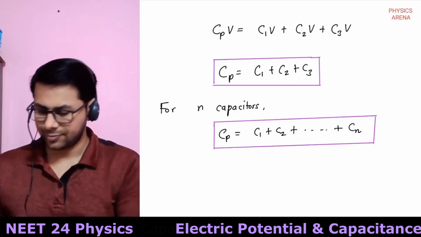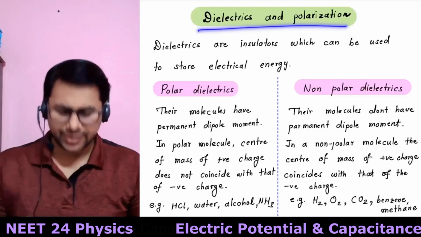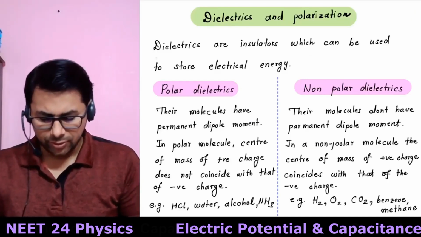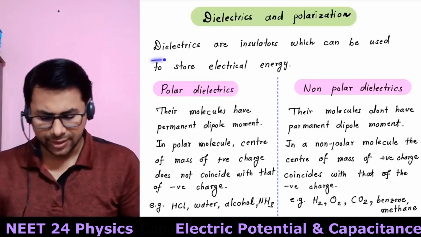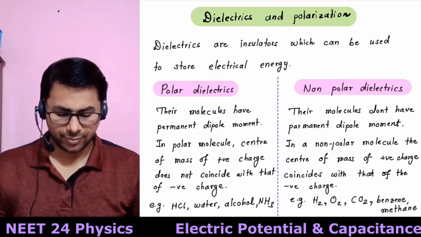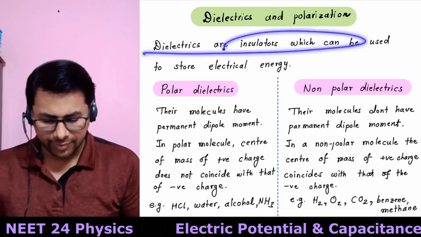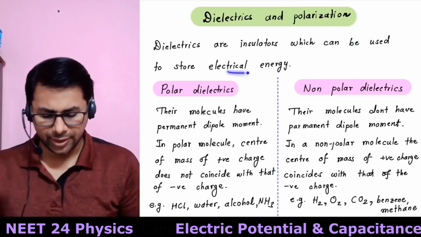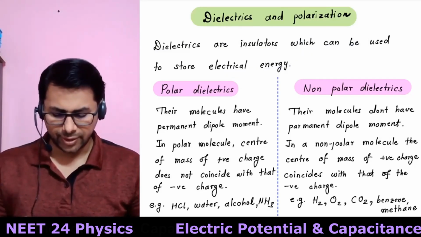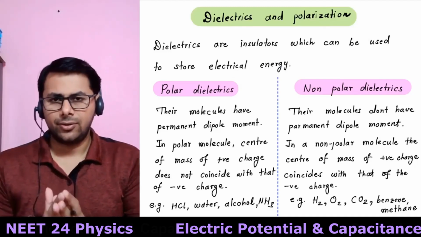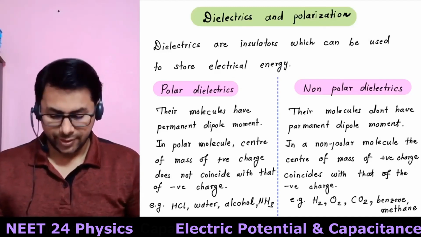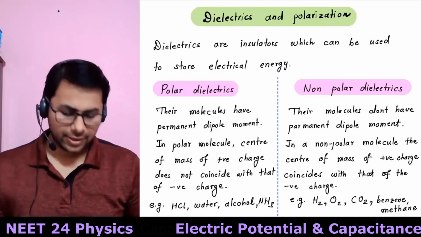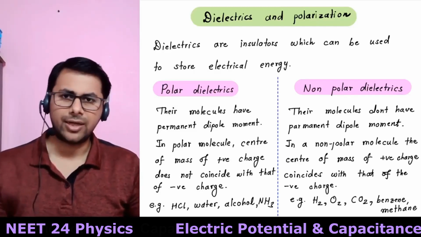This thing is clear. Let's come to dielectrics and polarization. What do you mean by a dielectric? Dielectric means insulators, and they can be used to store electrical energy. Now there are two types of dielectrics. One is polar dielectric, the other one is non-polar dielectric.